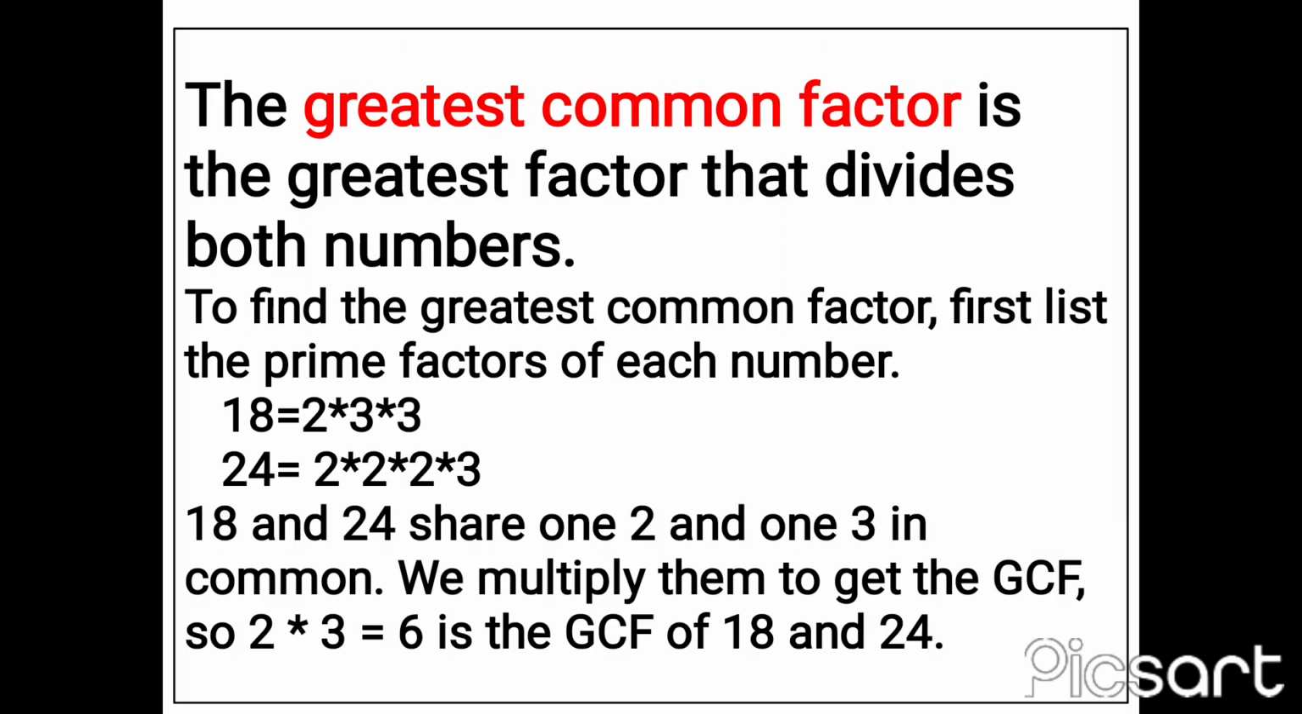What is the greatest common factor? The greatest common factor is the greatest factor that divides both numbers. To find it, first list the prime factors of each number. We have 18: 2 times 3 is 6, times 3 is 18. Then 24: 2 times 2 is 4, times 2 is 8, times 3 is 24. 18 and 24 share a 2 and a 3 in common. We multiply them to get the greatest common factor. So 2 times 3, 6, is the greatest common factor of 18 and 24.